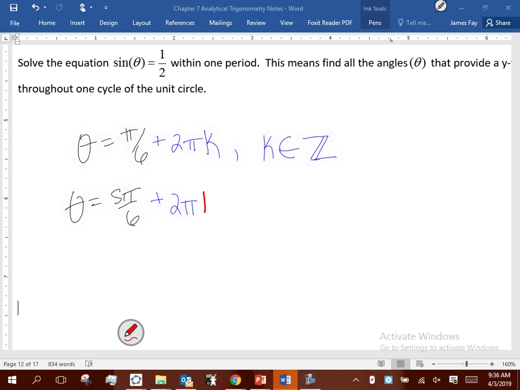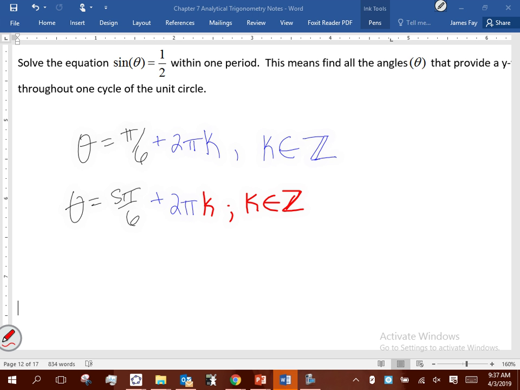2 pi k, k is an integer. You're going to be asked to write your answers like that in your homework sometimes. I think they already have it typed in that k is an integer, so you don't have to type that in. I'm just going to ask for 5 pi over 6 plus 2 pi k. Okay, so that's nice.